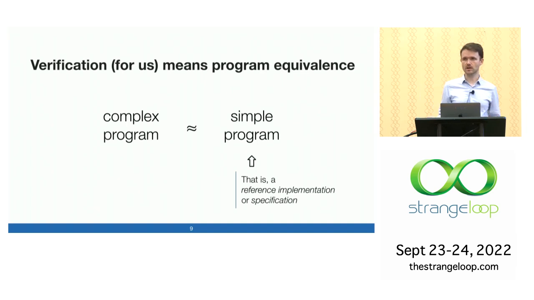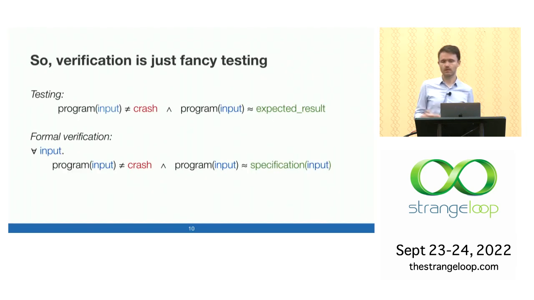So verification for us: people will talk about Hoare logics and higher order logic and types and things like this. For us, formal verification just means that a complex thing is the same as a simple thing. So a complex program is the same as a simple program, and a simple program is a reference implementation or a specification, or you can think of it that way. So that means that for us, formal verification is just really fancy testing.